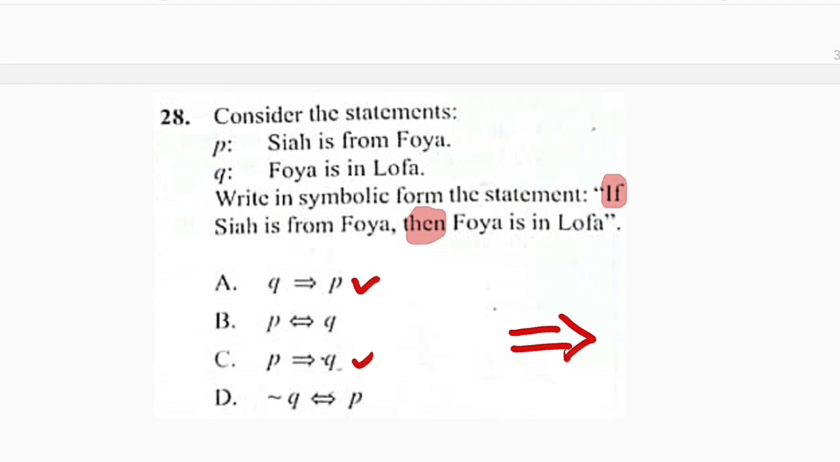But they said what? If Saya is from foyer, which statement is that? P. So we bring P here. Then foyer is in loafer. You bring Q here. And hence the right option is A. So now let us move on to question number 29.